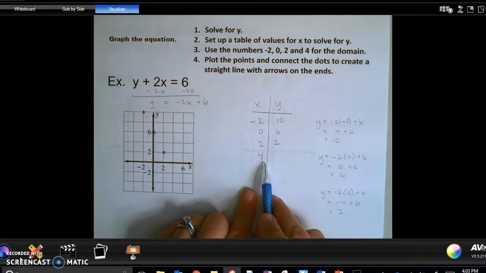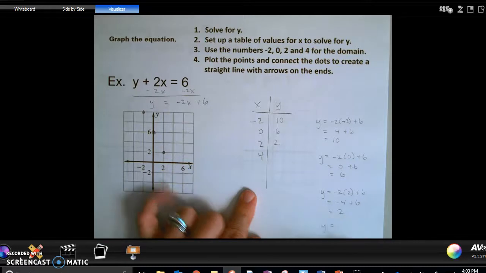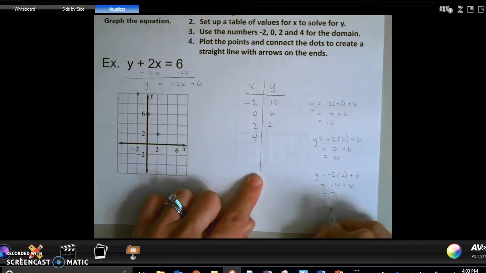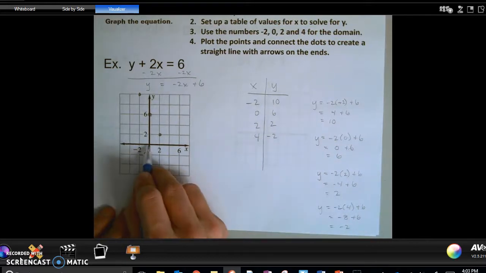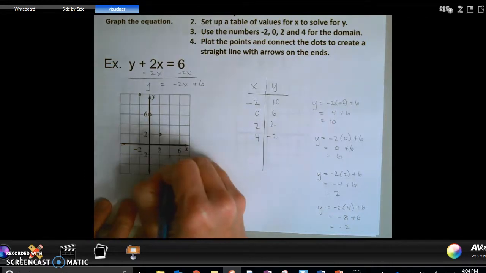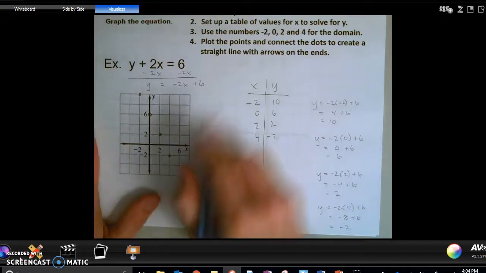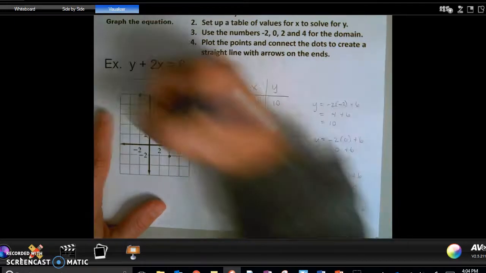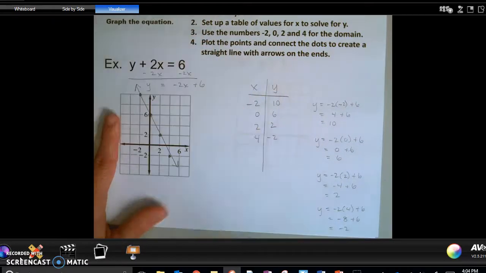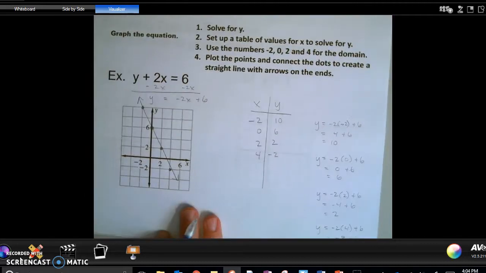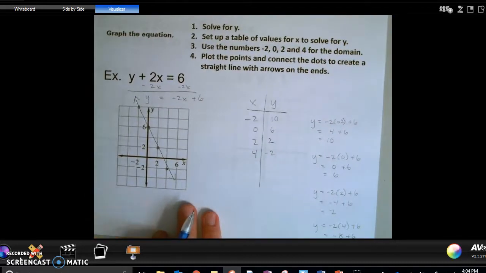And finally, I'm going to substitute 4 into the equation. So y equals -2 times 4 plus 6. That gives me -8 plus 6, which is -2. So when x is 4, y is -2. So I will go over 4 and down 2. Now I'm going to connect my dots with a straight line and arrows on the end to show that this relationship goes on and on in both directions.